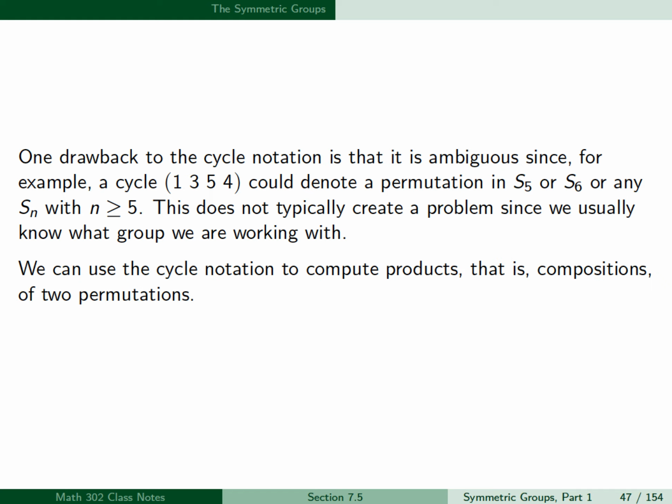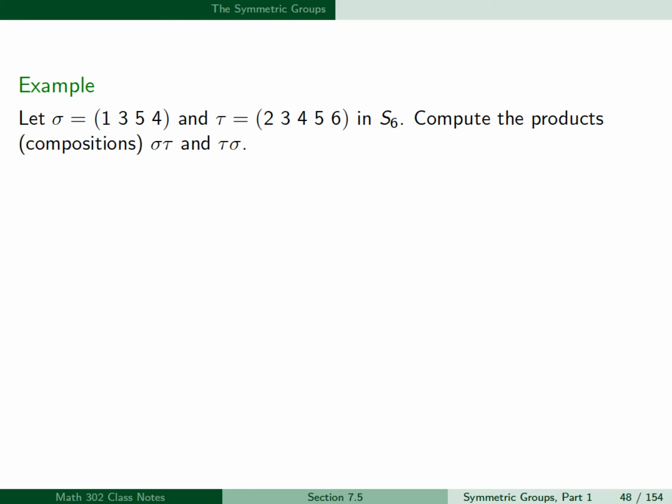Now, we can use the cycle notation to compute products, that is, compositions of two permutations. For our example, let's let sigma be the cycle 1354 and tau be the cycle 23456 in S sub 6. And we want to compute the products, or compositions, sigma tau and tau sigma. So when we write sigma tau, we really mean sigma composed with tau, and when we write tau sigma, we really mean tau composed with sigma.